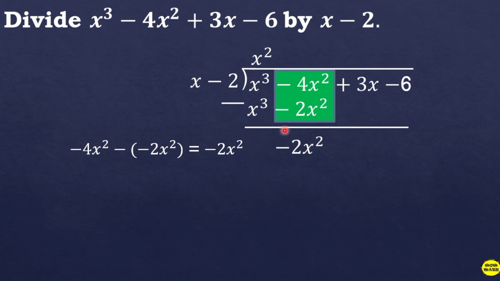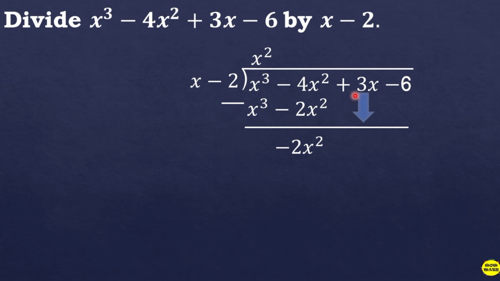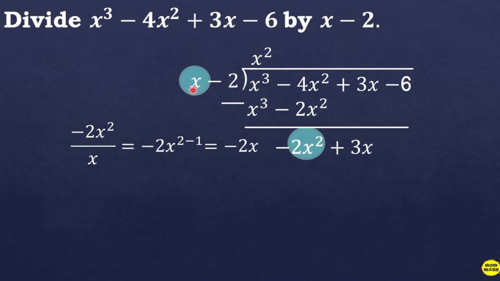Okay, now, nakuha na natin ito. After that, bring down po natin si 3x. Okay, so ganun ulit. Lagi lang pong yung nasa unahan. Okay, so negative 2x squared divided by x. So that is negative 2 pa rin. Okay, and then 2 minus 1, that is x.